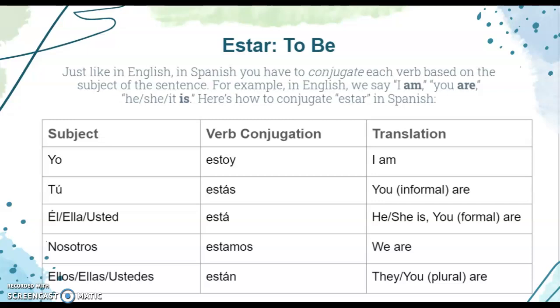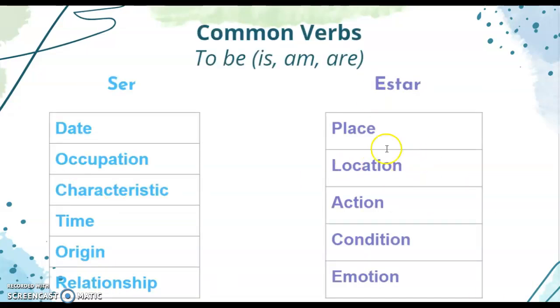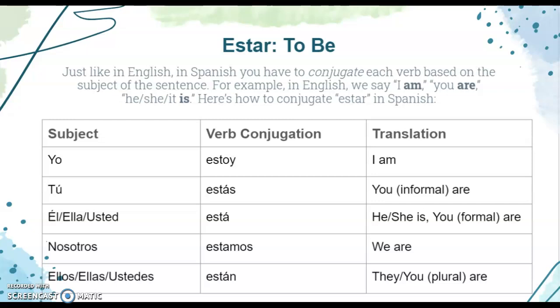All right, estar is the other verb that means to be in Spanish, but for estar, we're going to use it in different scenarios if we're talking about place, location, action, condition, or emotion. But before we get into those examples, let's talk about conjugations. So if we're going to conjugate estar, it's going to be yo estoy, I am. Tú estás, you are. Él, ella, or usted está, he, she is, or you are. Nosotros estamos, we are. Ellos, ellas, ustedes están, they, or you are.